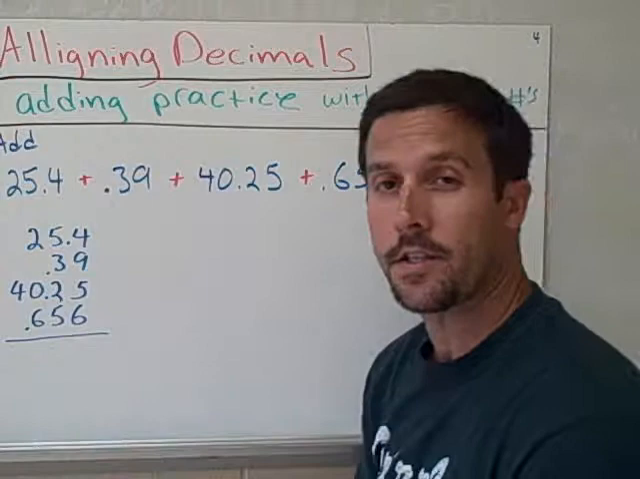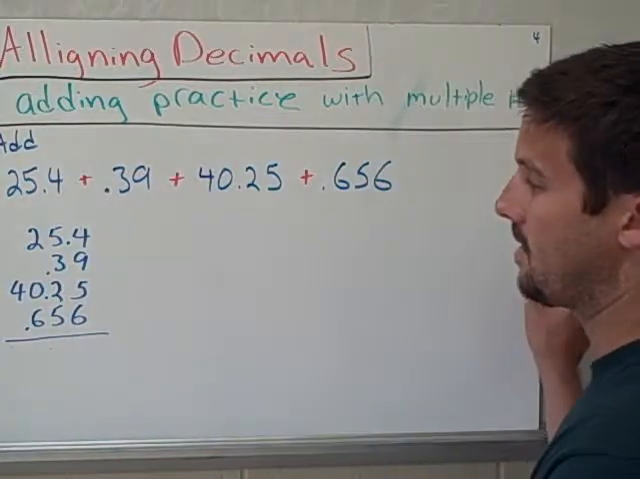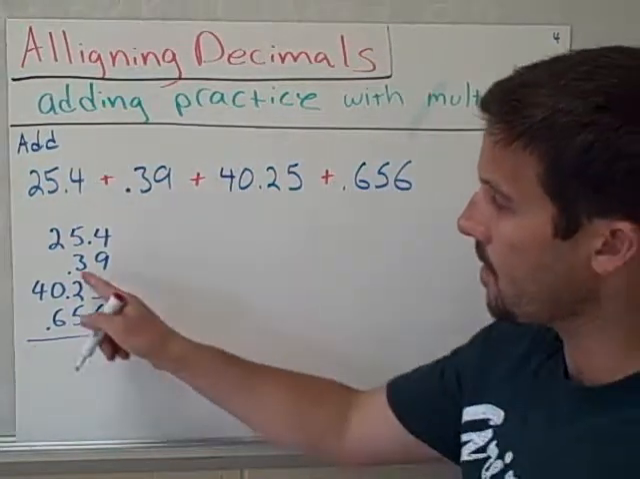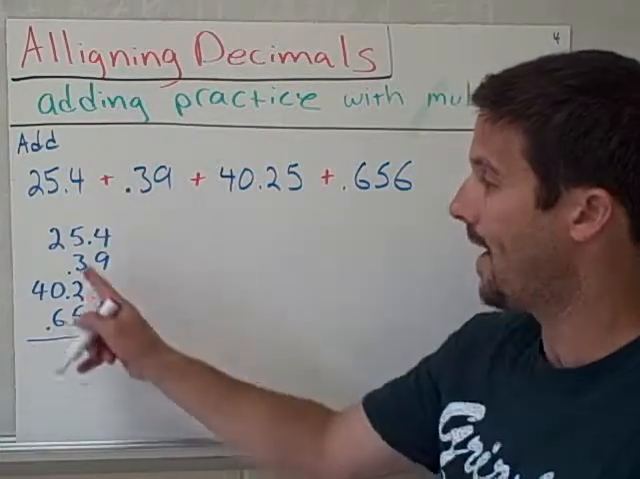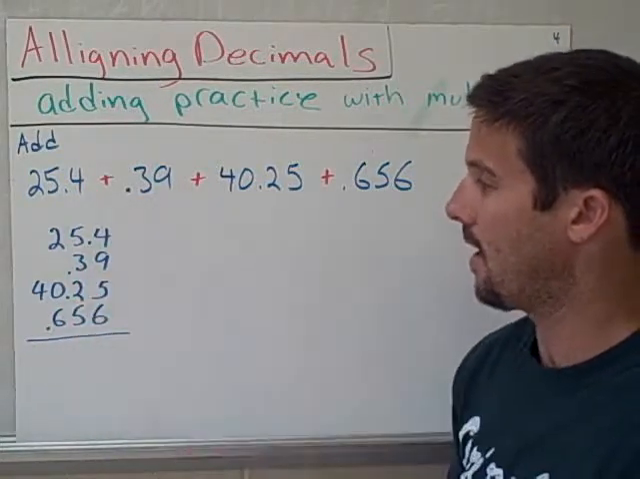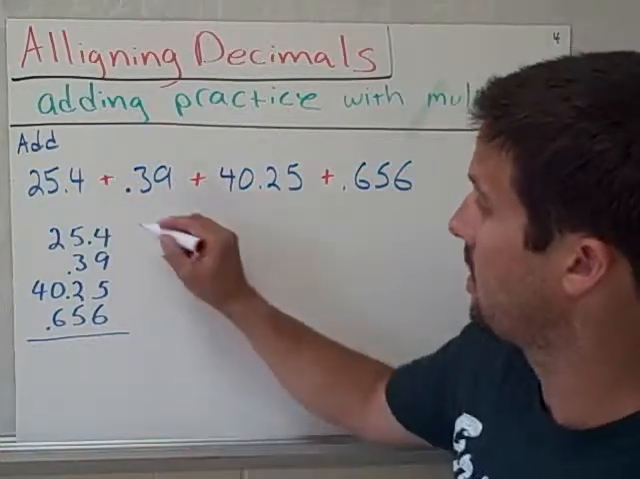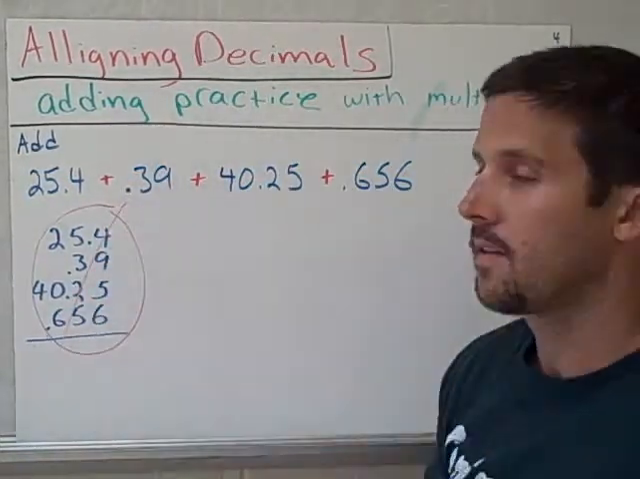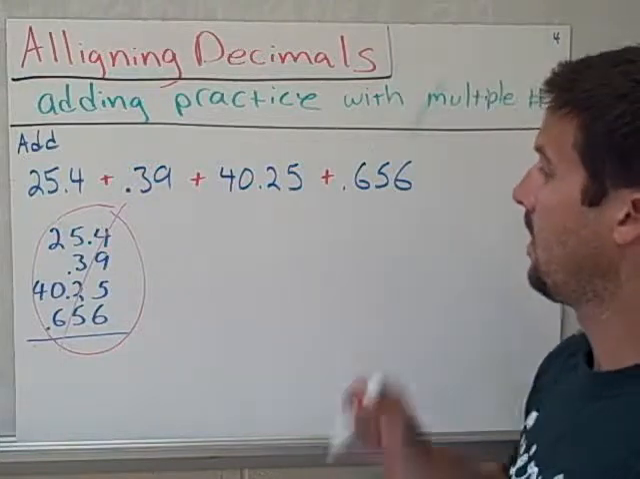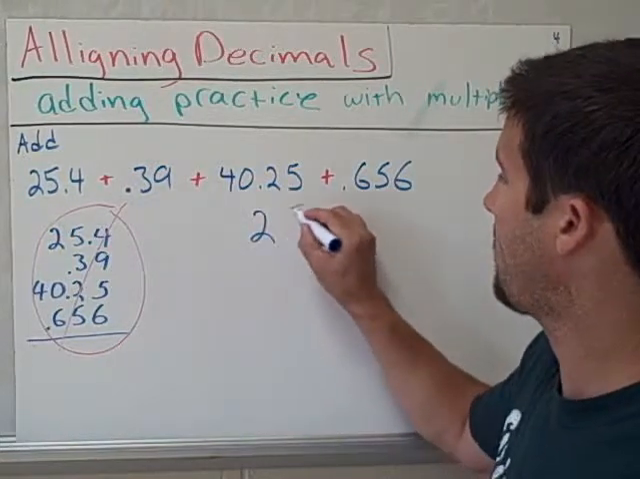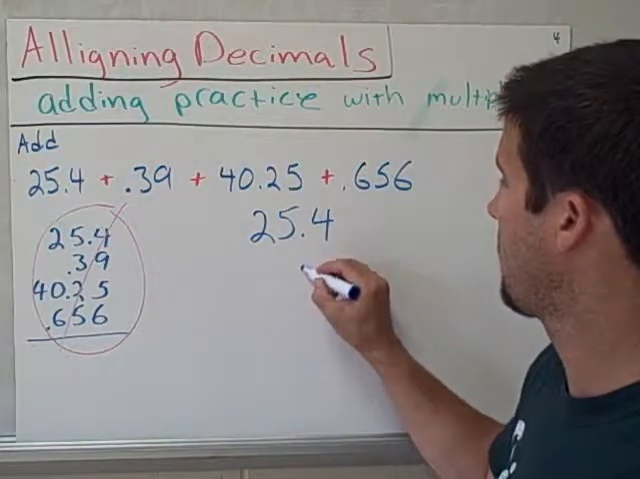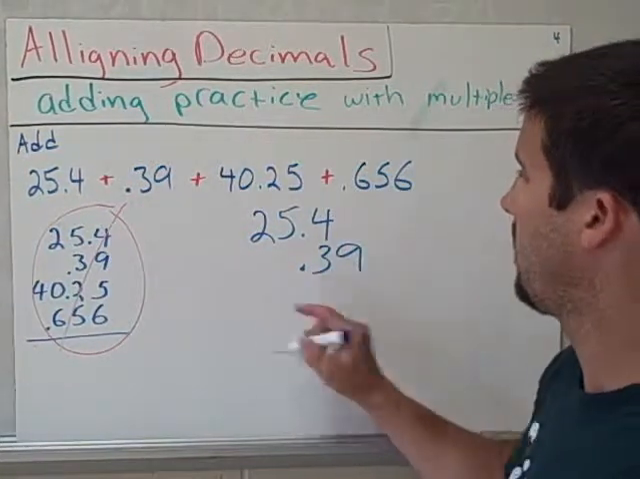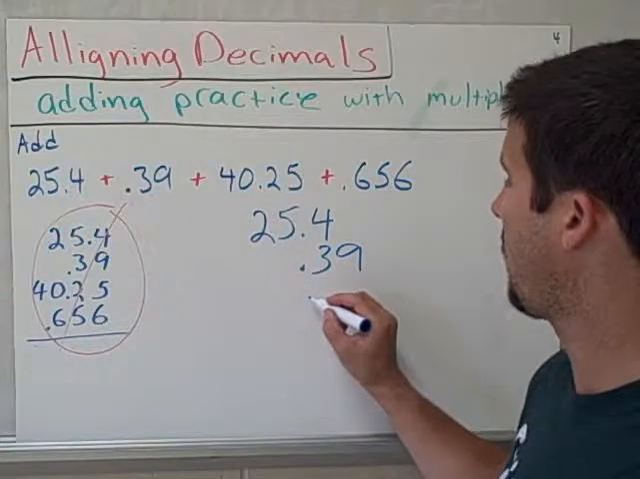Now, it looks good, it's nice, and it's aligned, but the numbers are aligned, not the decimal. We have to get the decimals to align. So let's rewrite this the correct way. It's 25.4. We have a 0.39. We have a 40.25.